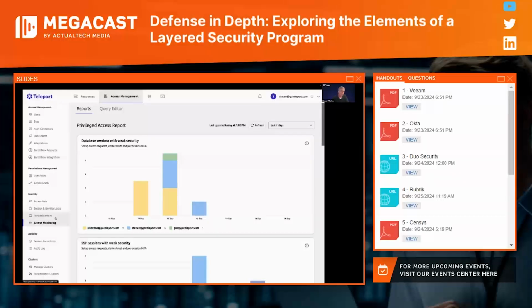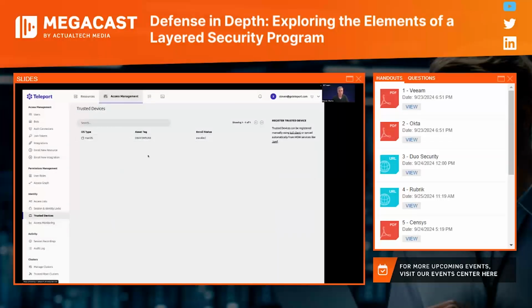Now, another area that is critical to help keep your infrastructure secure is using things like trusted devices. So that's where you might want to require that to get into particular resources, it's only from trusted devices. So devices that have been registered in Teleport, and we can cryptographically confirm against things like their motherboard to make sure that it's the right device.